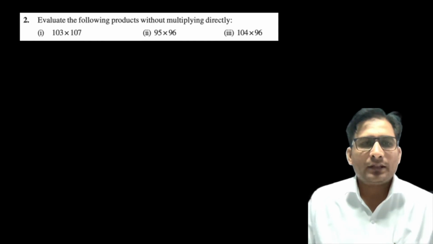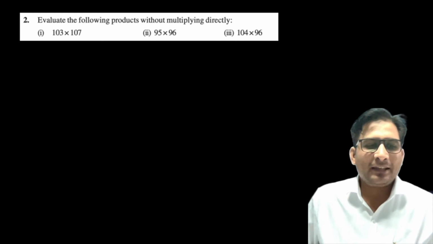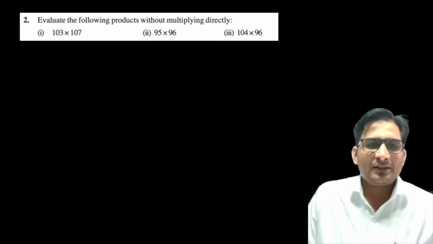Okay, now come to the question here. In this question, we have to evaluate the following product without multiplying directly. So what will be the multiplication of this? Anyone, could you please tell me? 103 into 107. Sir, 100 plus 3 whole into 100 plus 7. Its multiplication is this.